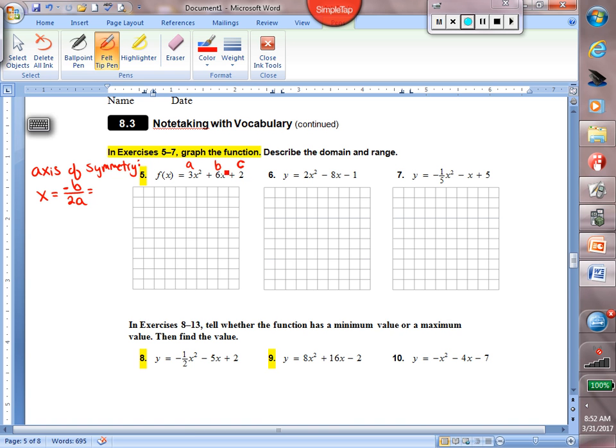So let's take these values of a and b and put them into our little formula. This negative sign is part of the formula, and then our b value is 6, over 2 times our a value, in this case 3. We do a little simplifying. 2 times 3 is 6. Negative 6 divided by positive 6 gives me negative 1. So my axis of symmetry is x equals negative 1.